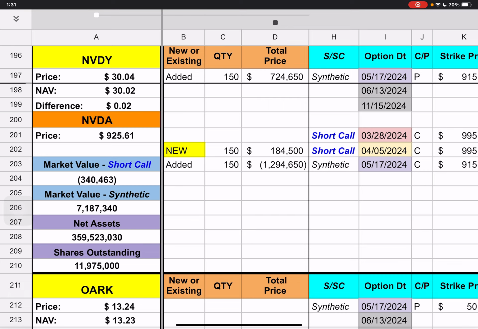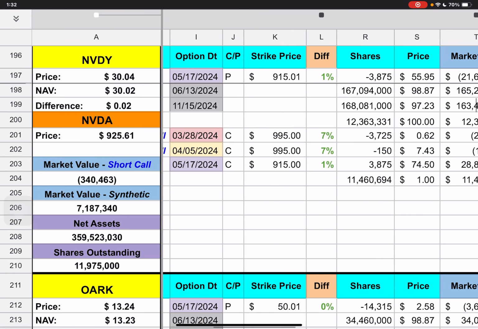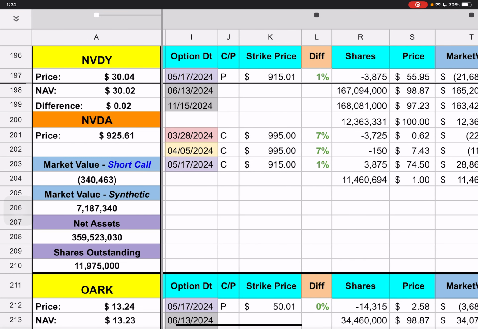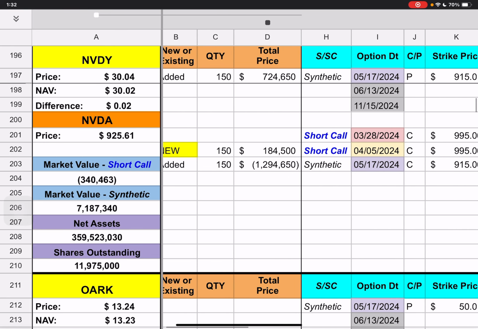Nvidia closed at 925.61. So they added 150 contracts to the synthetic position and created a new short call position with 150 contracts, bringing in almost 185,000 in premium. It expires next Friday and has a strike price of $995, which is also the same strike price for the short call that's going to expire this Thursday. So we're currently 7% below the strike price.